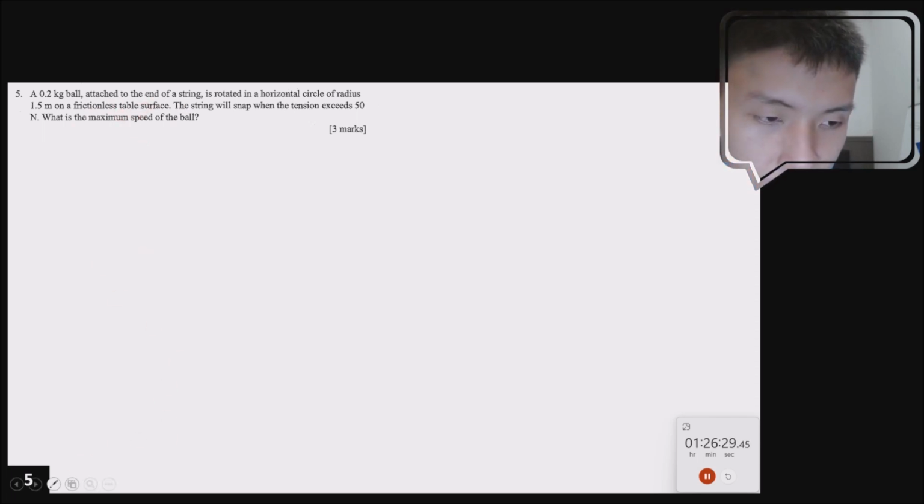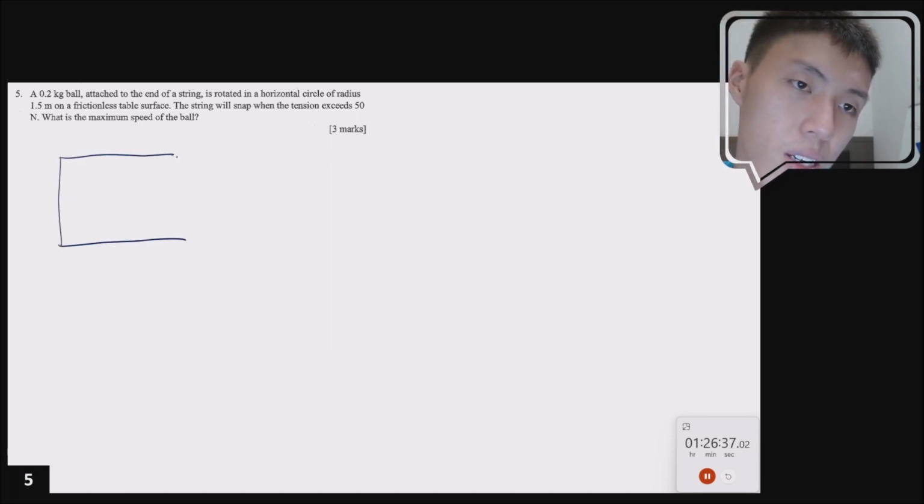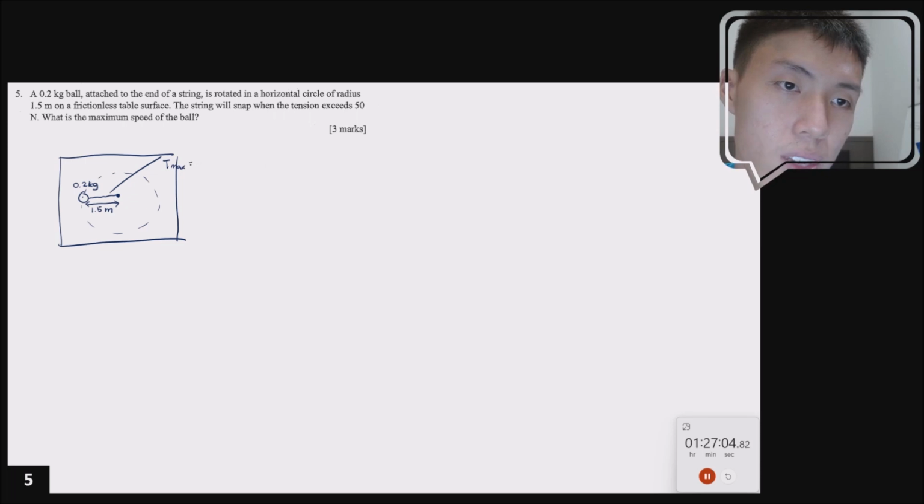Let's visualize the situation. You have your table surface, and you have your ball. Your ball is connected to a string, and the string is pinned at one place. After that, your ball will trace out a circular motion. This string will trace out a radius of 1.5 meter. This is a 0.2 kg ball, and T maximum is 50 Newton.